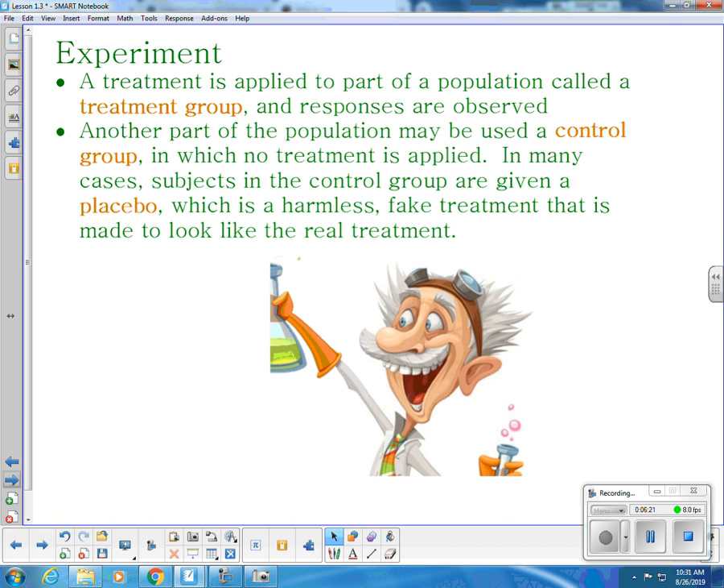So the treatment groups get the treatment. The control group does not get the treatment. They're in the study just as a control. If they're given anything, it would be a placebo.